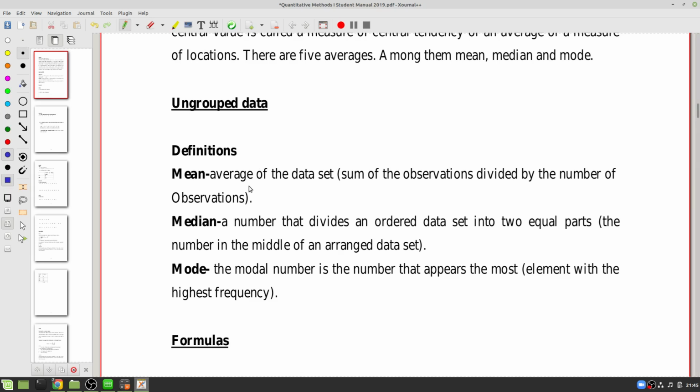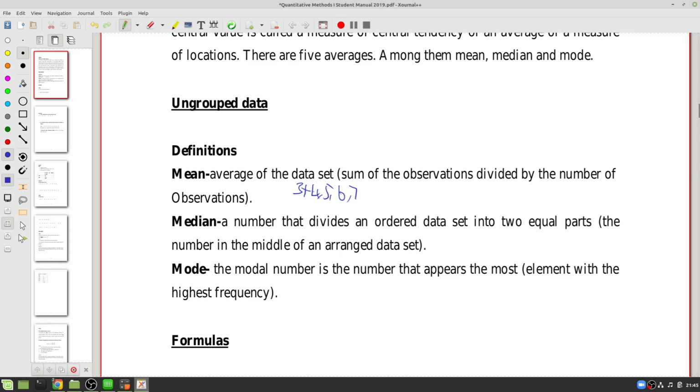The mean is the average. How do we calculate an average? We add all of the data points together and divide it by how many data points there are. So an example could be: we've got these numbers, and I want to find out what is the average of these numbers. Right, so how do we find that?